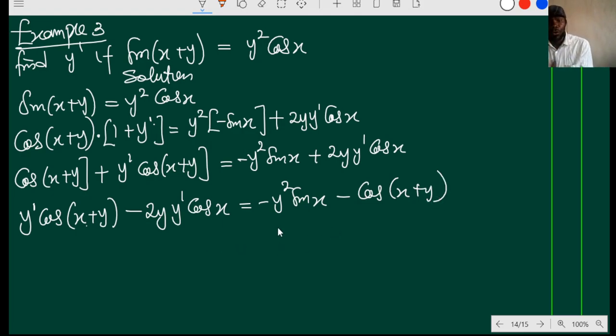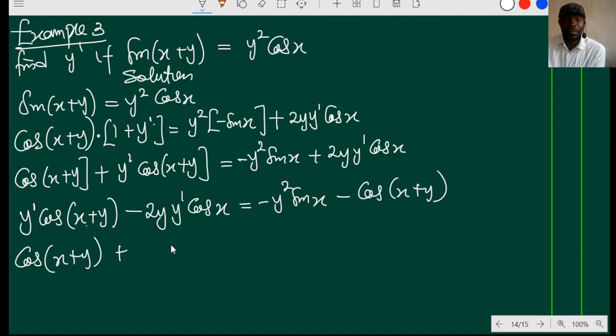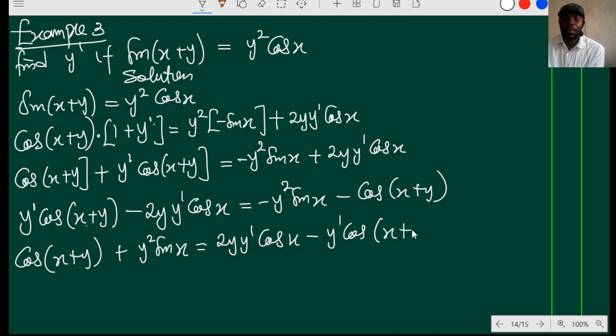Let me give another way to also collect the like terms. Let's leave cos x onto x plus y. Now let's bring this one plus, to have a positive side, plus y squared sine x is equal to, so this one is here already, 2y y1 cos x minus y prime cos x plus y. If you're able to see, you discover that they were the same.